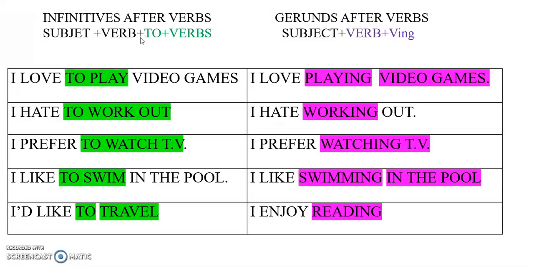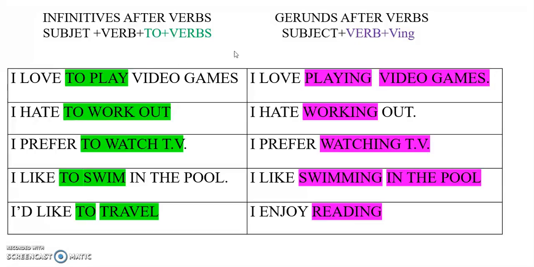So, the infinitive verb es el verbo con la preposición to: to play, to work out, to watch TV, to swim, and to travel. Vamos a usar el infinitive verb después del verbo love, hate, prefer, like, and would like. Okay? For example, I love to play. Me encanta jugar. I hate to work out. Odio ejercitarme. I prefer to watch TV. Prefiero ver televisión. I like to swim. Me gusta nadar. I would like to travel. Me gustaría viajar.